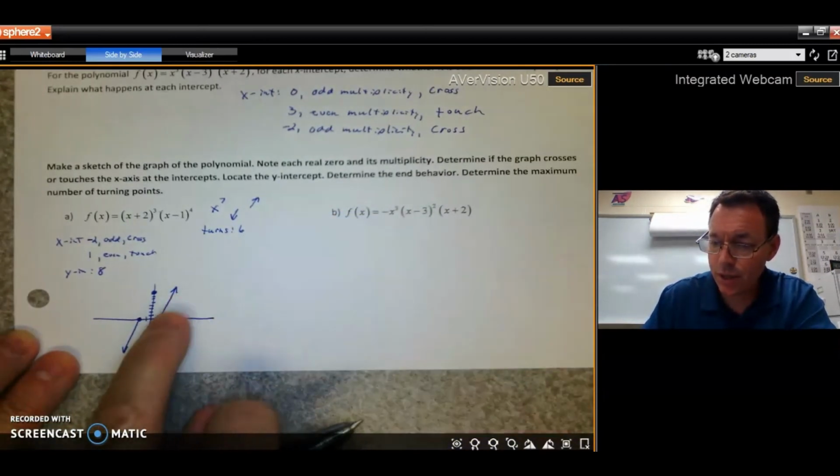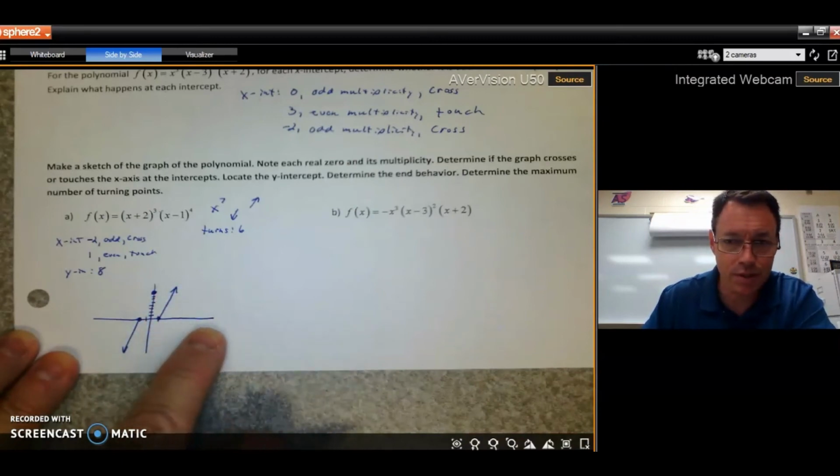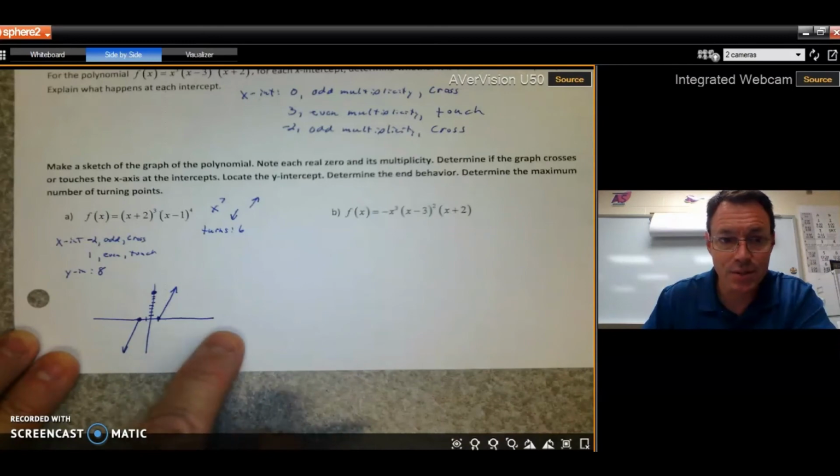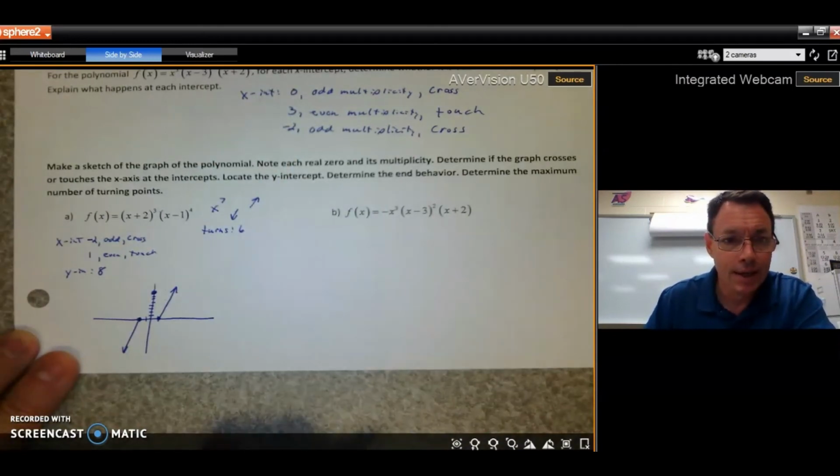It has to go this direction. It can't turn and go back down because there are no x-intercepts here. So the lack of x-intercepts tells you that it's not going to turn again. It's going to head towards infinity.